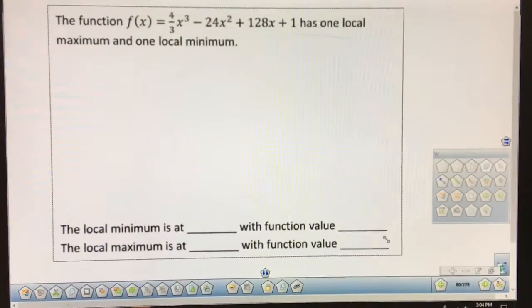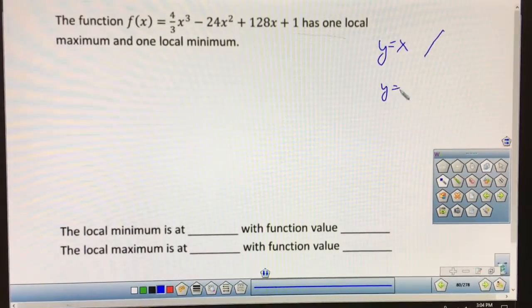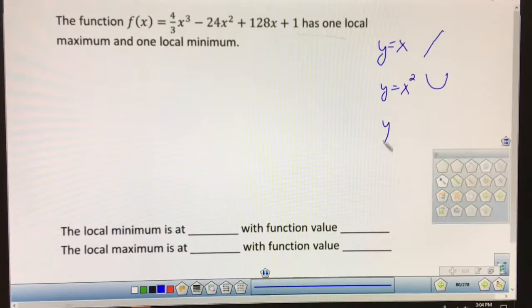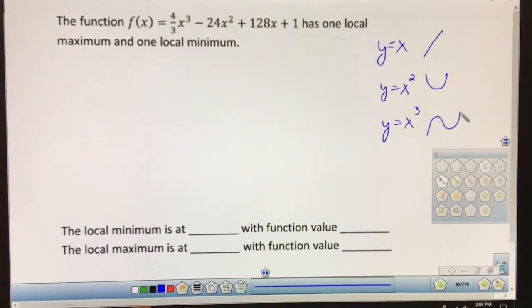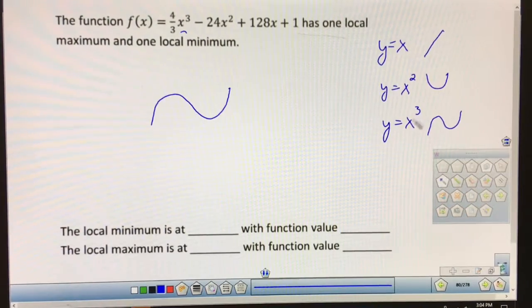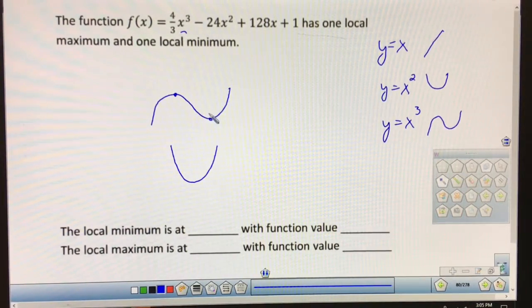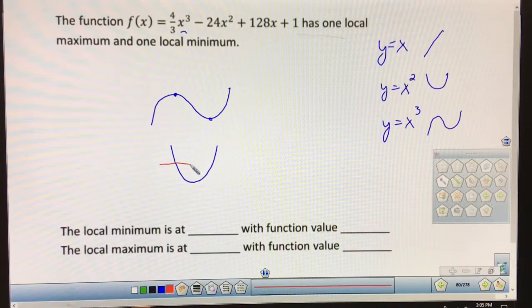To do these, you want to have a good knowledge that y equals x looks like this. Y equals x squared looks like that. Y equals x cubed looks like this. This problem is an x cubed, so it's going to look like this. The derivative of x cubed is 3x squared, so the graph of the derivative is just going to be a u. And here's what's neat. Isn't that a maximum? Isn't that a minimum? Where that's a maximum, where that's a min, that's where it's going to be an answer.